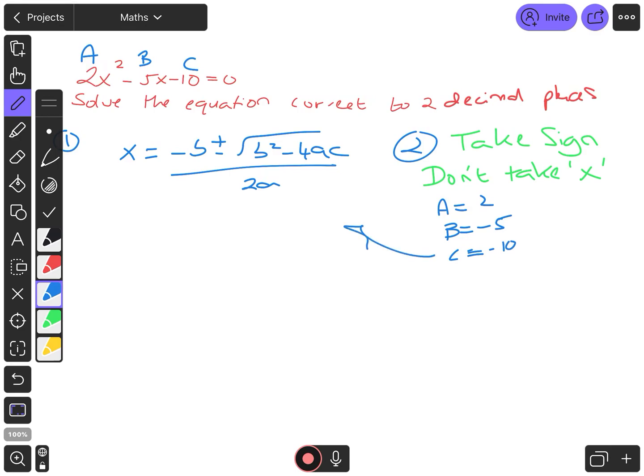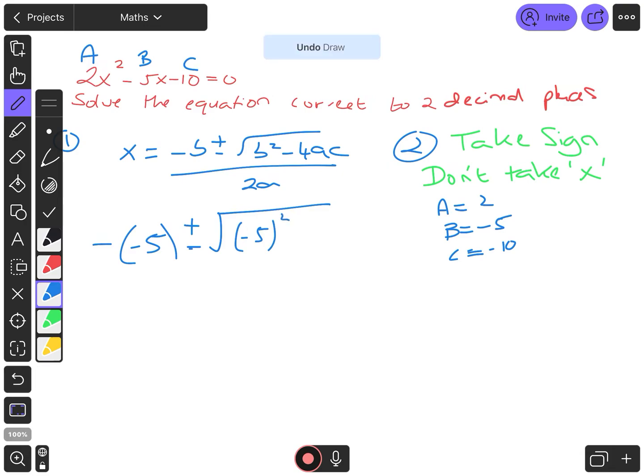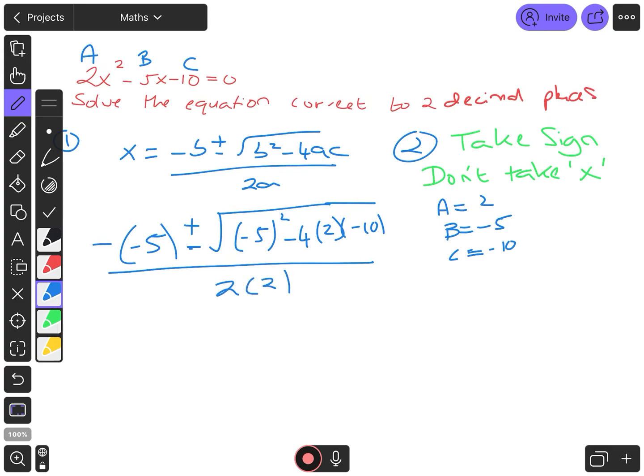And they're the values that I'm going to be subbing in up here. So when I go to sub them in, I'm going to write minus, and in for b goes a minus 5. Everything goes inside a bracket. Plus and minus, again, I'm just too lazy to write this out twice. B squared, that's minus 5 in a bracket again, squared. Minus 4 times a, which is 2, times c, which is minus 10. And you put that all over 2 times 2.